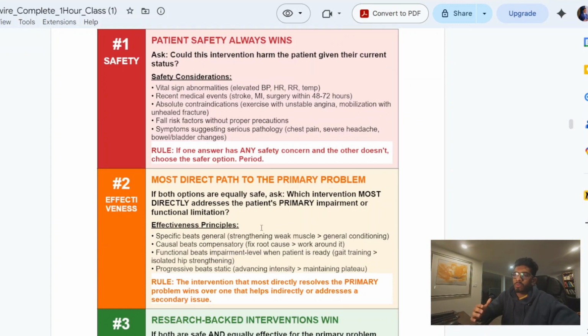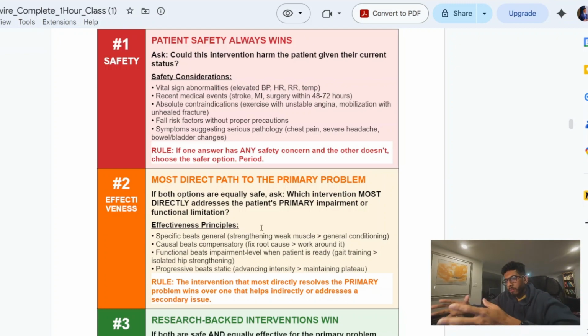Now you're coming to effectiveness: the most direct path to the primary problem. Like other concepts in life, you need to choose the safest and easiest way, the most direct. Don't go all the way around. Sometimes we try to be overly smart, and we want to make things more complex and think about a story that is not mentioned. You don't want to do that. You want to keep it simple. What they are asking, you just give it, right?